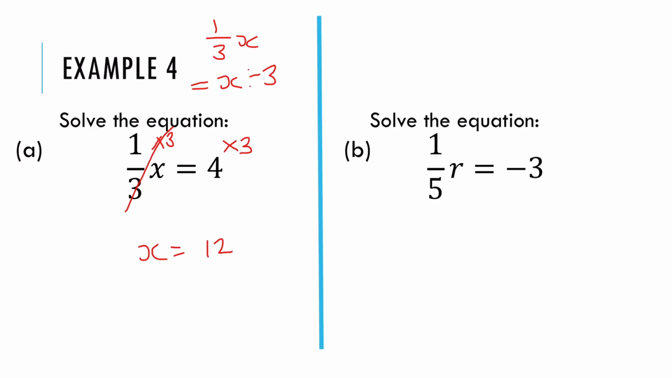For part B, here I have r being divided by 5. If we're taking a fifth of it, we're dividing by 5. So in order to solve this one, I would need to times each side by 5. That will leave me with r equals negative 3 times 5 is negative 15.